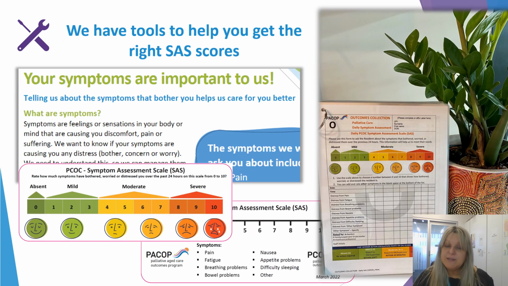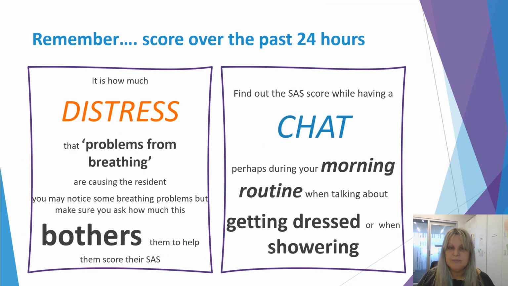We have a number of resources to help you get the right SAS scores from residents, and these include the SAS ruler that you can see on screen. We have the SAS sheet where you record the scores, and we also have an information sheet for residents entitled "Your Symptoms Are Important to Us." That is a great thing to give to residents when we start collecting the SAS scores from them, and they can read about it and understand why we are asking about these symptoms every day.